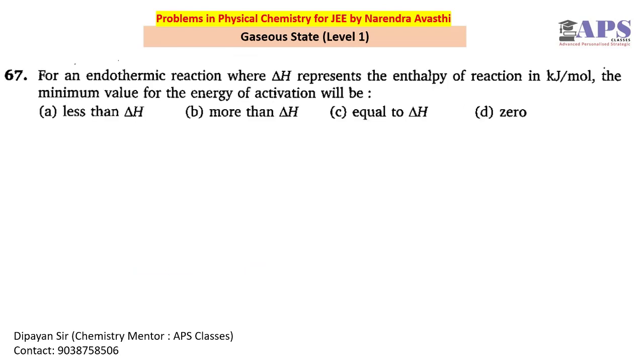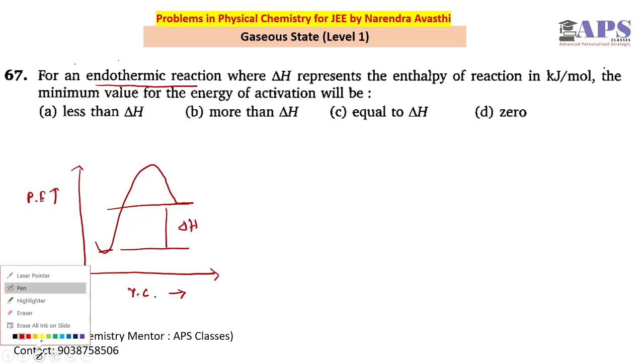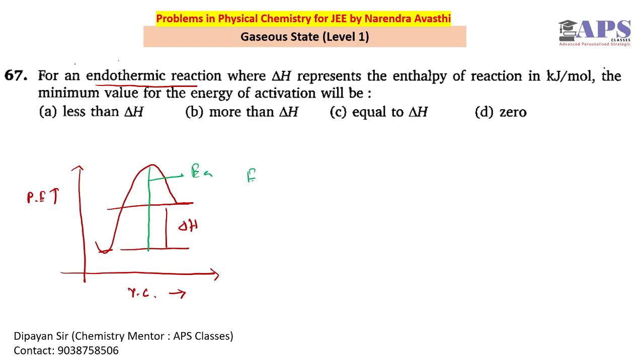For question number 67, for an endothermic reaction, we can draw the endothermic reaction where product concentration is higher compared to reagent concentration. So we can have potential energy versus reaction surface like this. Okay, so this is the value of delta H. So for any activation energy, we must have a value which is greater than delta H. Okay, so activation energy will always be greater than delta H, always more than delta H. So option B is correct.